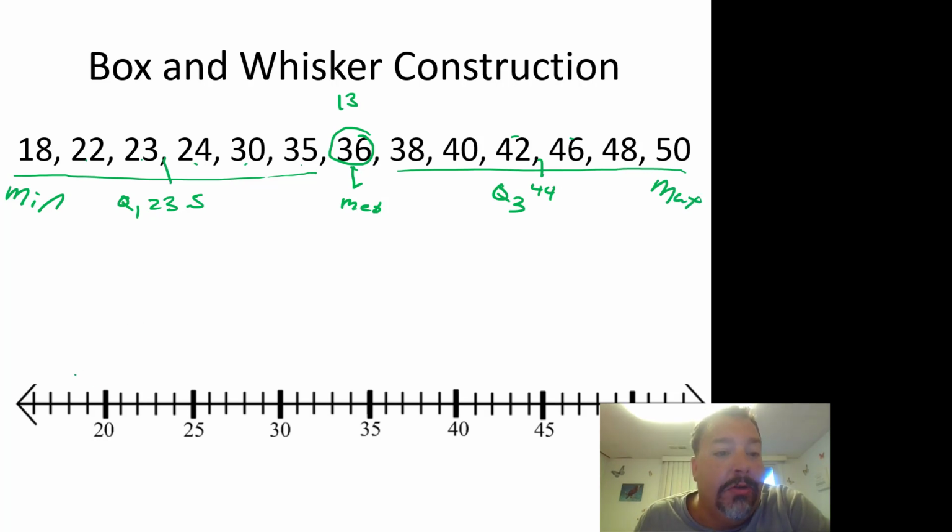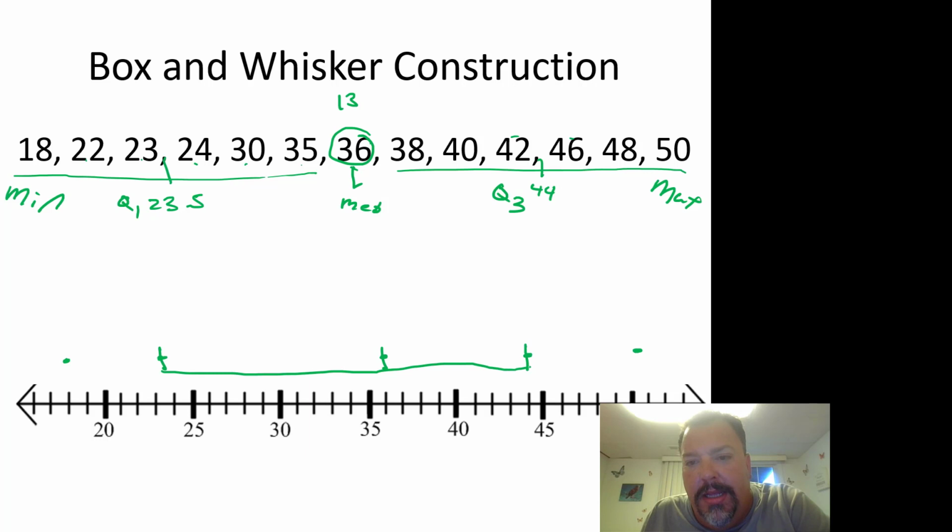So again, we're going to draw little dots first. So make a dot at 18, make a dot at 23.5, make a dot at 36, make a dot at 44, and make a dot at 50. At Q1, median, and Q3, draw a vertical line, make a box, draw out your whiskers to the left and the right, to the min and the max.